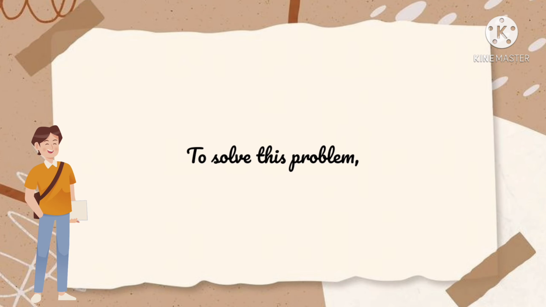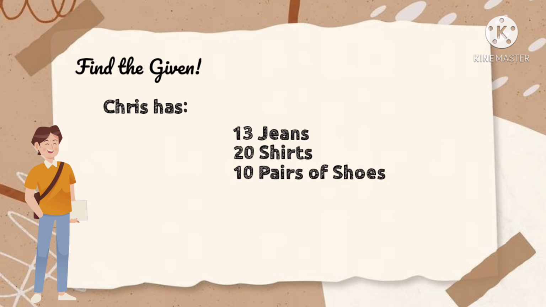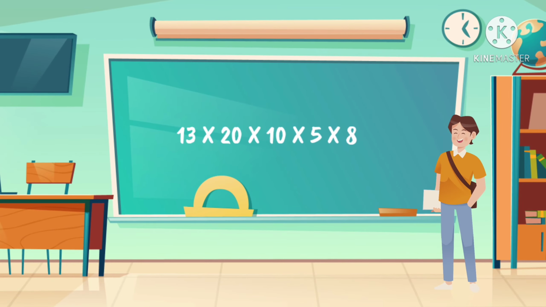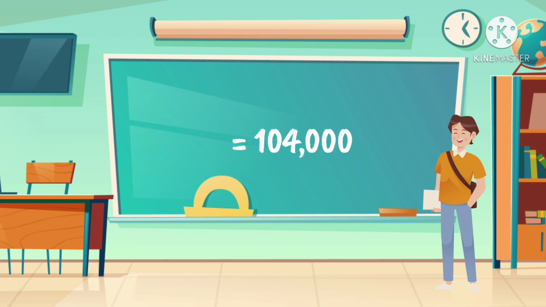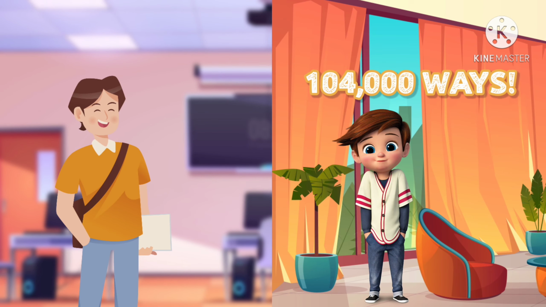To solve this problem, first, let's find all the given that we can use. Chris has 13 different jeans, 20 different shirts, 10 different pairs of shoes, 5 different caps, and 8 different watches. After collecting all those given, we'll be using the basic counting principle and solve those numbers using multiplication. So it's 13 times 20 times 10 times 5 times 8 equals 104,000. In conclusion, Chris can dress up in 104,000 ways.